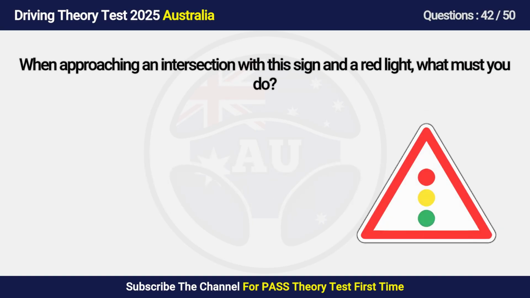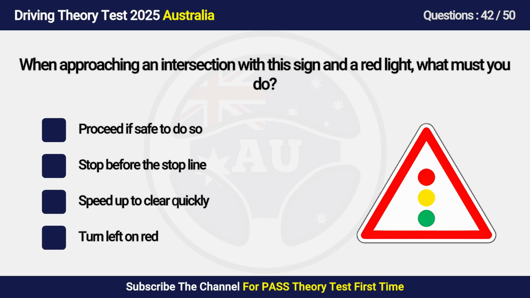Question 42. When approaching an intersection with this sign and a red light, what must you do? A. Proceed if safe to do so. B. Stop before the stop line. C. Speed up to clear quickly. D. Turn left on red.